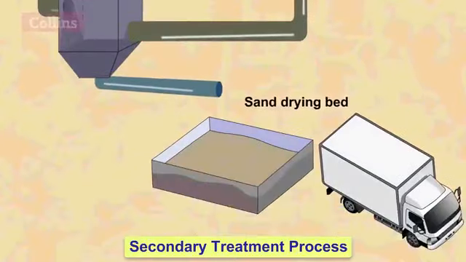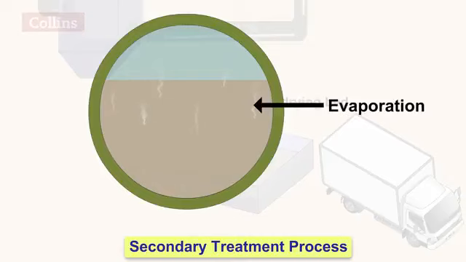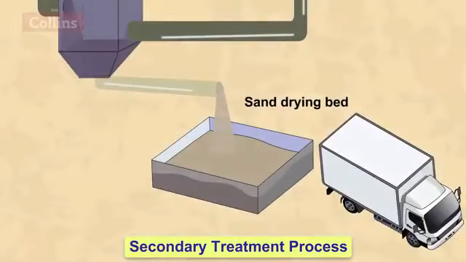The activated sludge is then left in the sand drying beds. Some quantity of water in the activated sludge evaporates, and the remaining quantity drains through the sand beds. This leaves behind the remaining dried sludge, which can be used for making fertilizers or compost.